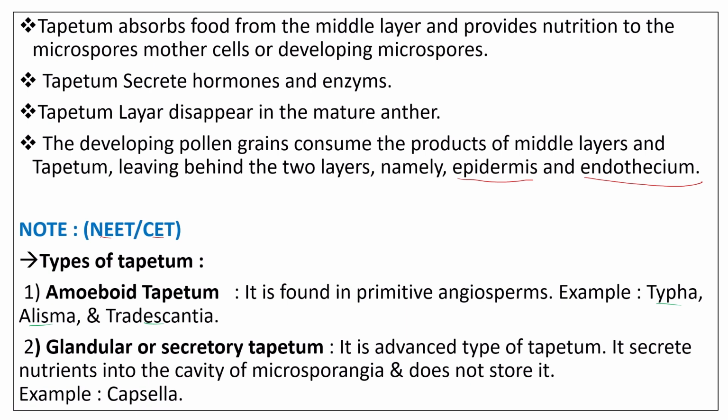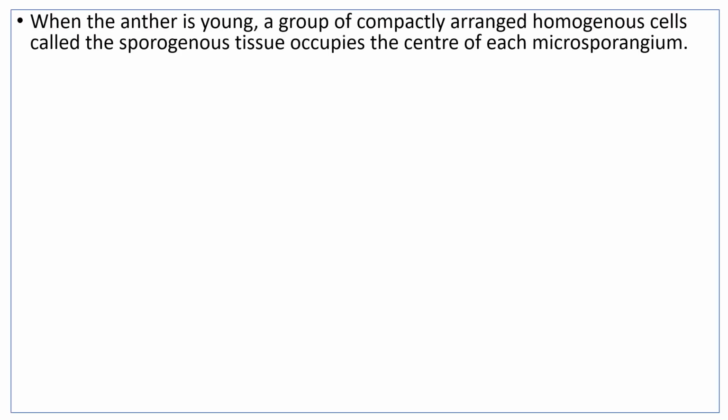2. Glandular or secretory tapetum. It is an advanced type of tapetum. It secretes nutrients into the cavity of microsporangia and does not store it. Example: Capsella. When the anther is young, a group of compactly arranged homogeneous cells called the sporogenous tissue occupies the center of each microsporangium. Next, anther development.